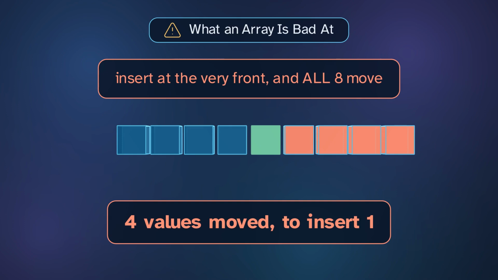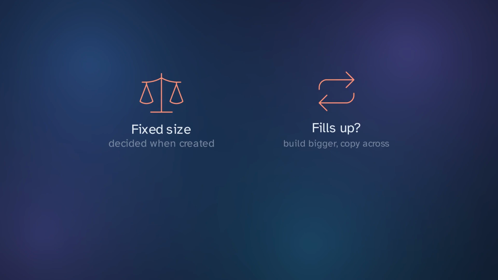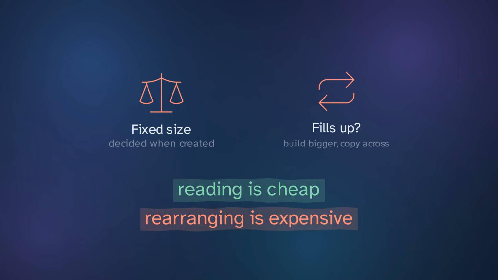There is a second problem. An array has a fixed size decided when it is created. If it fills up, we must build a bigger one and copy everything across. So, reading is cheap and rearranging is expensive. Hold on to that sentence. We are about to invert it.